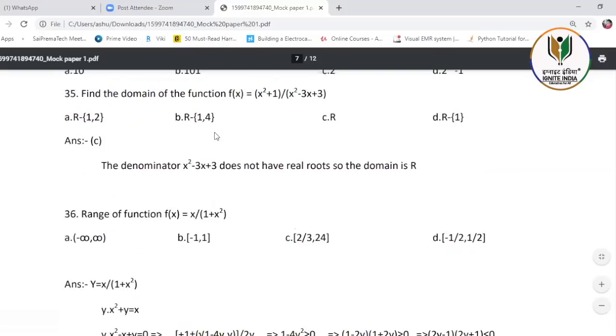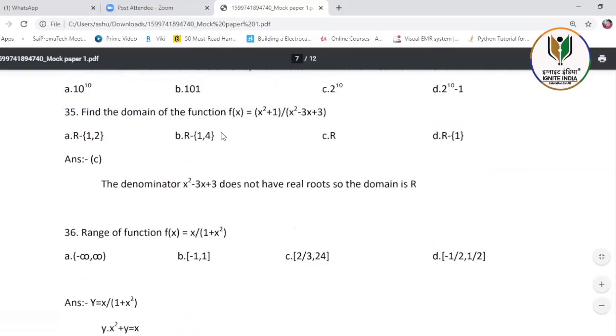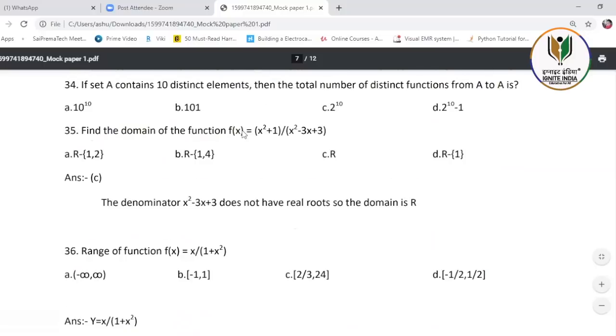Now find the domain of the function f = x / (x² - 3x + 3). Okay. x² - 3x + 3 has imaginary roots. It doesn't have real roots. So the domain belongs to R with no exceptions.